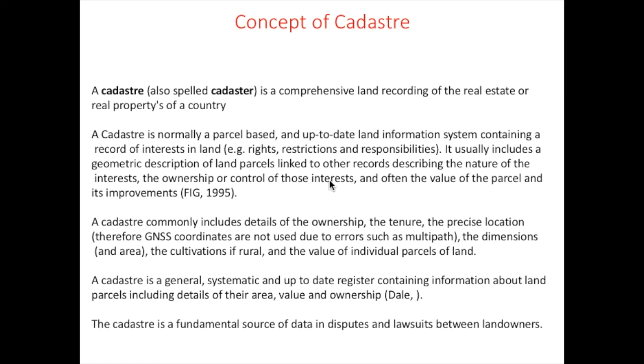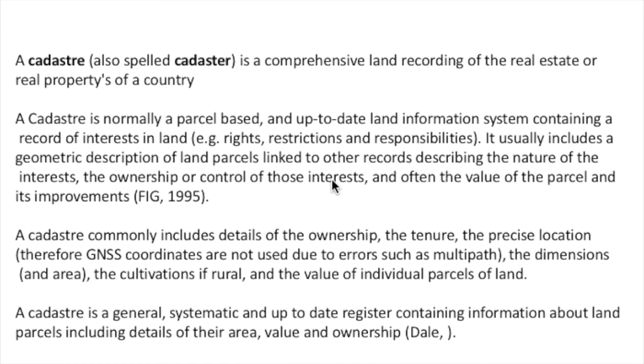A cadastry, sometimes spelled as a cadastre, is a comprehensive land recording of the real estate or real property of a country. The word cadastry came into English through French and Greek kathiston, a list or register, and French Latin capistron, a notebook. A cadastre is normally a parcel-based and up-to-date land information system containing records of interest in land.